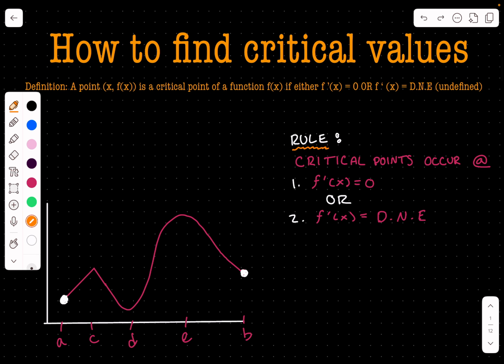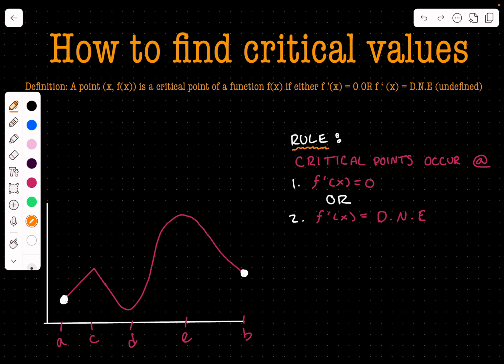Our definition of a critical value or critical point is: a point (x, f(x)) is a critical point of a function f(x) if either f'(x) equals 0 or f'(x) does not exist, aka undefined. So what does that even mean? It's basically saying, if your critical value doesn't lie within the domain of your function, then it can't be a critical value. However, if it does lie within the domain of your function, then that critical number or value is either going to equal 0 or it's going to not exist. Those are your only two options. So here we have a written rule: critical points occur either at f'(x) equals 0 or f'(x) does not exist. Those are the only two ways.